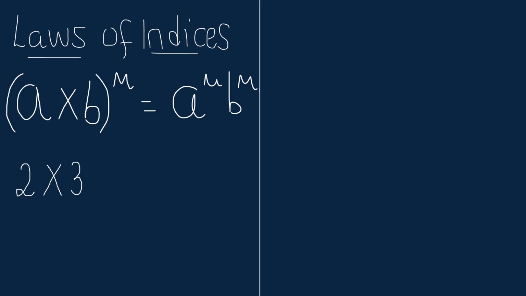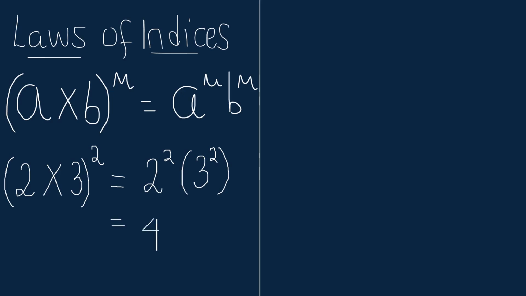Rule number 1, when variables multiply each other inside the bracket and express to an index outside the bracket. Consider an example here. When the bracket is opened, each variable is expressed to the exponent 2. The final answer is 36.